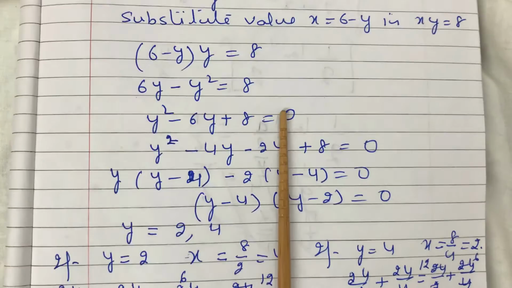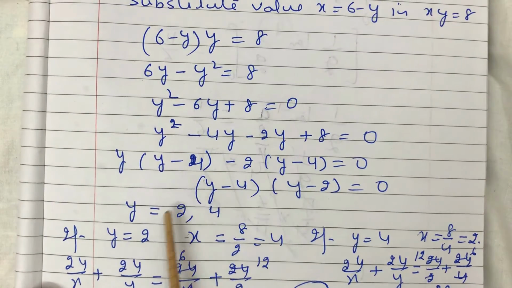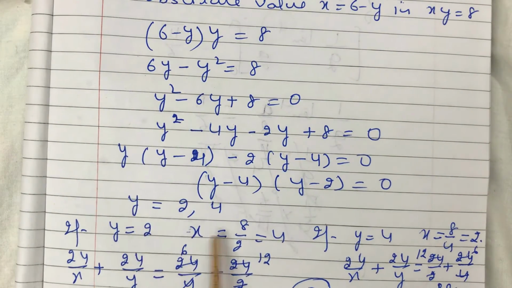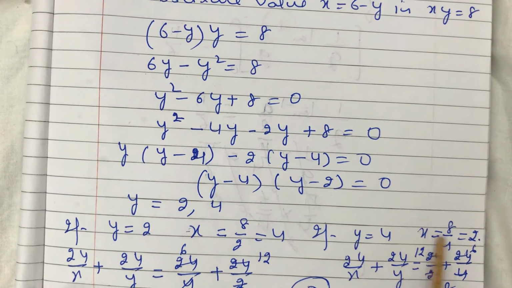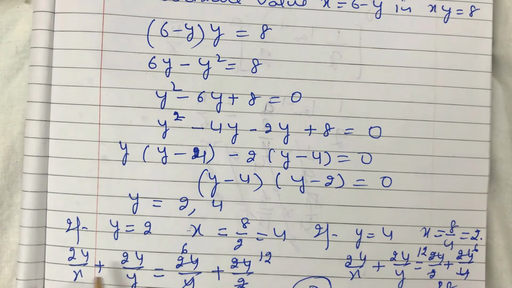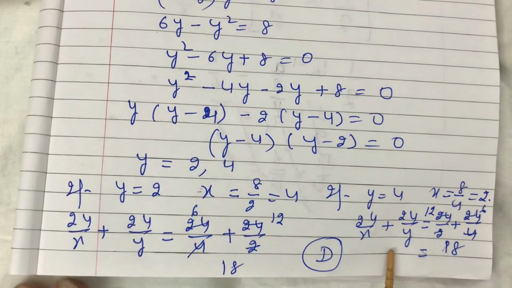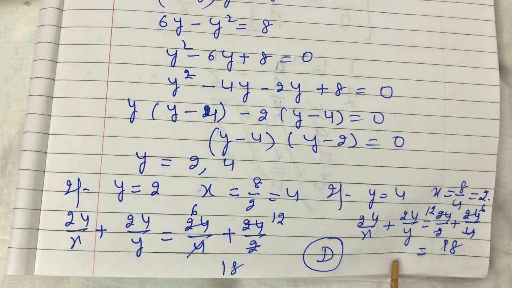By the substitution method, I have found the values. The value of y is 2 and 4: when y is 2, x is 4, and when y is 4, x is 2. Substitute these values in the expression 24 by x plus 24 by y. When I substitute these values, the answer is 18 in both cases. So D is the option.